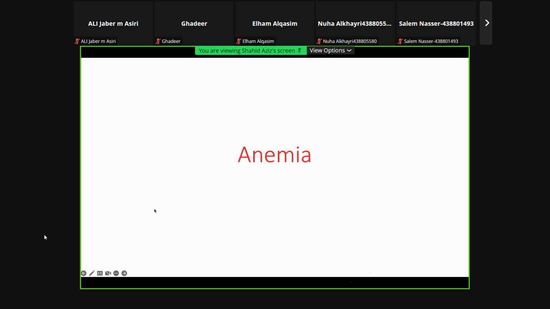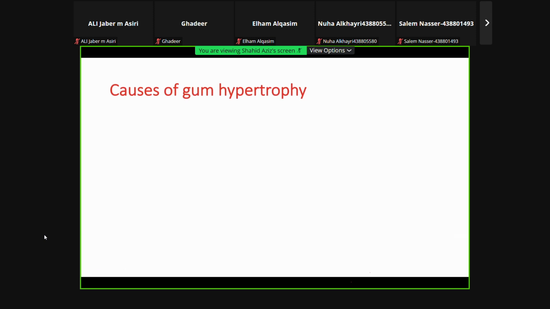So remember these causes of gum hypertrophy which I told you earlier: drug-induced, especially phenytoin, which is an anti-epileptic drug, and nifedipine, a drug used in cardiovascular diseases such as hypertension, and in medical disorders such as acute myeloid leukemia.